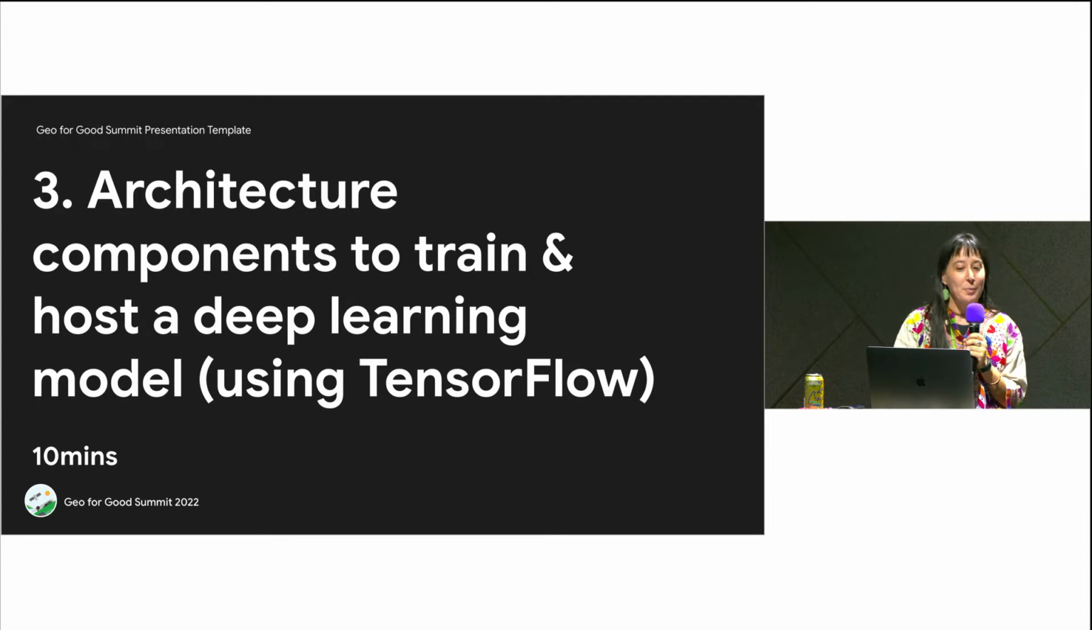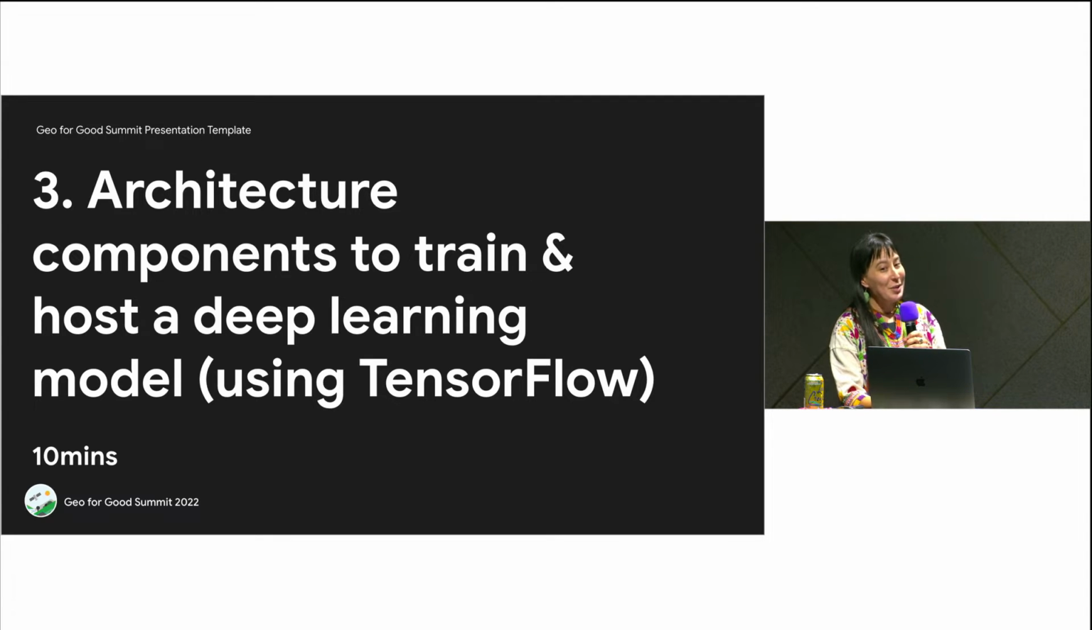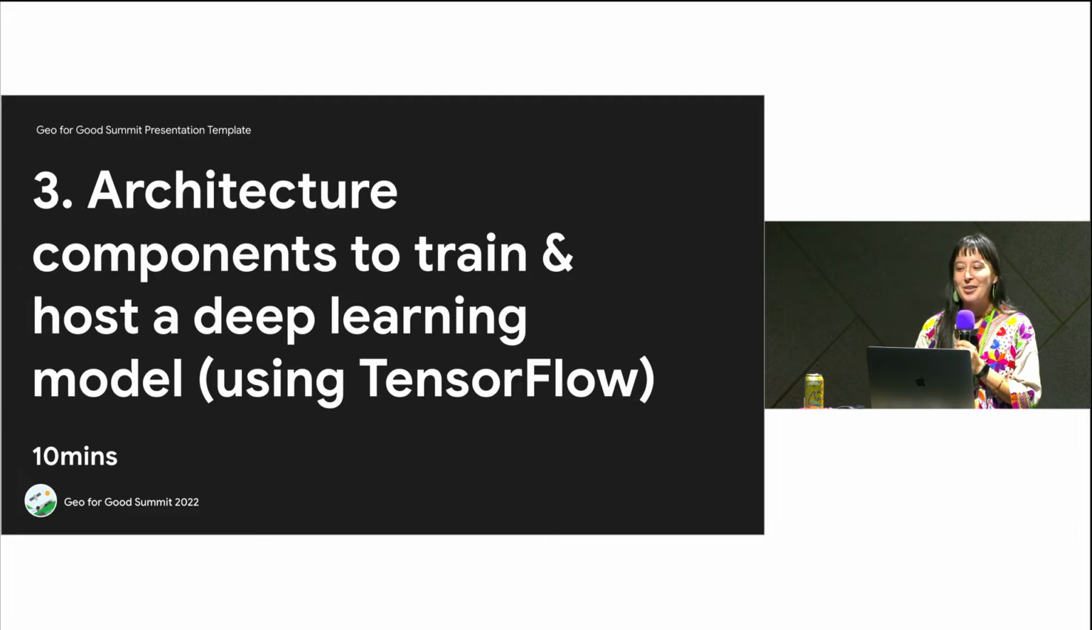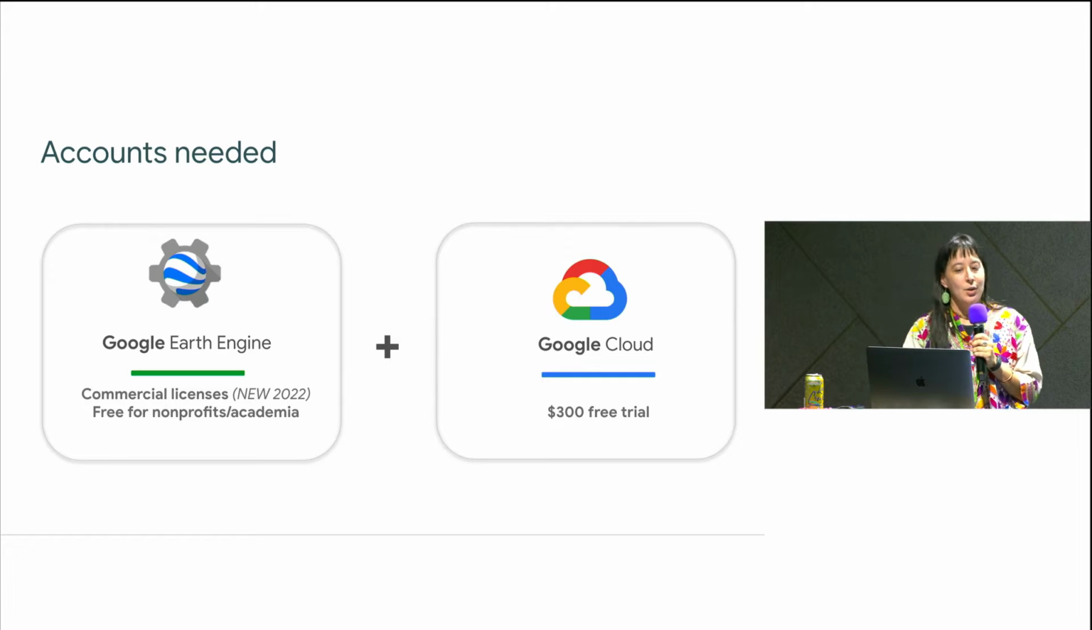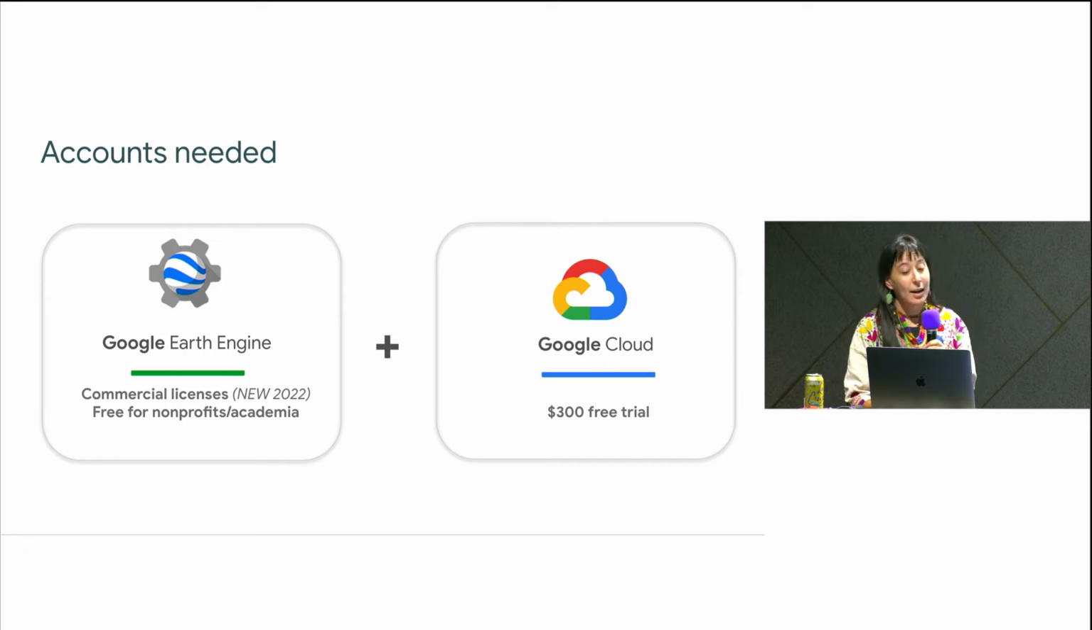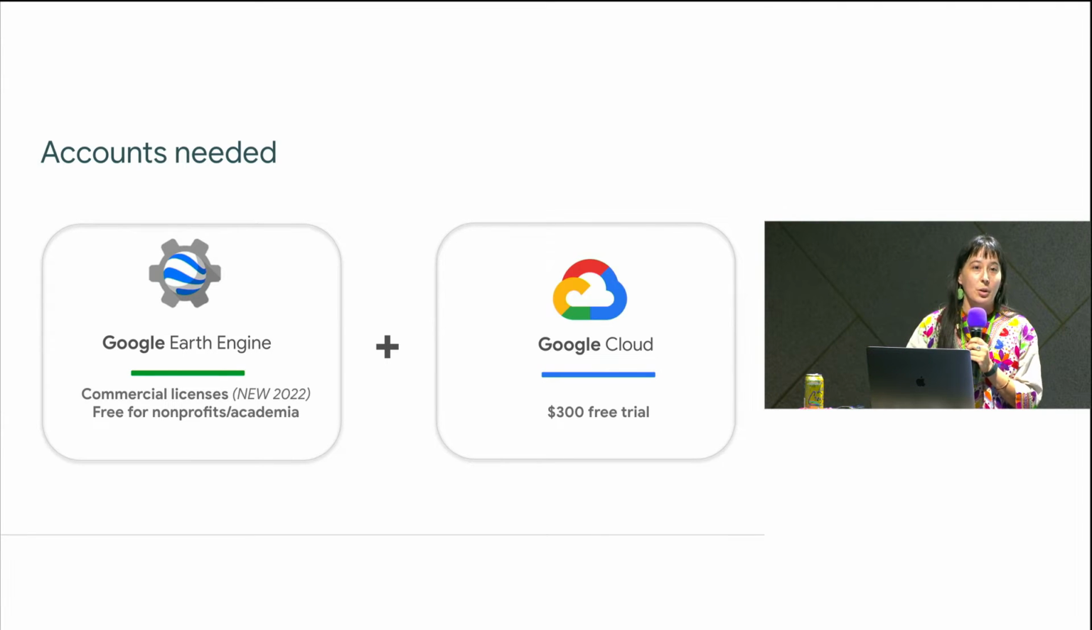All right, so overall, that was a super quick summary to help demystify neural networks. I want to now dive into the products and the process of training a deep learning model and hosting it to make predictions. To get started, you will need an account with Google Earth Engine, which a lot of you know is free for non-commercial entities, and a Google Cloud account, which has a free tier if you're just getting started, for any user.